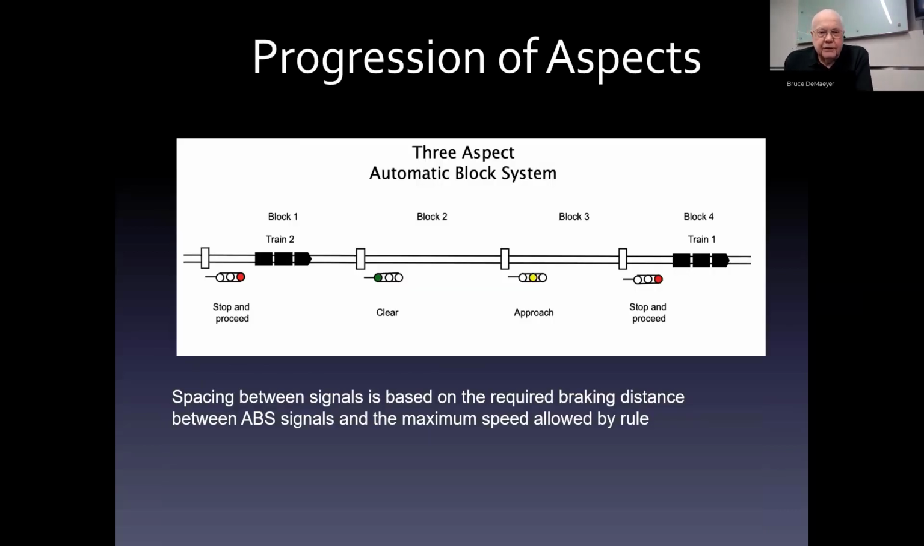So here's the progression of aspects. Train number 1 is ahead of train number 2 on the left. Train number 2 is entering block 1, and there is a stop and proceed with a red light issued for that track. Block number 2 is showing green, clear. Block number 3 is showing approach. And block number 4 is showing stop and proceed, because within those 4 blocks, you now have 2 trains operating.